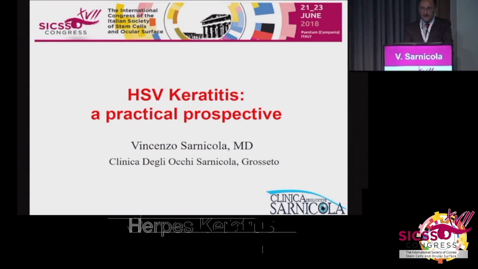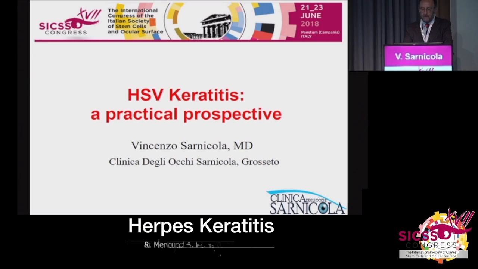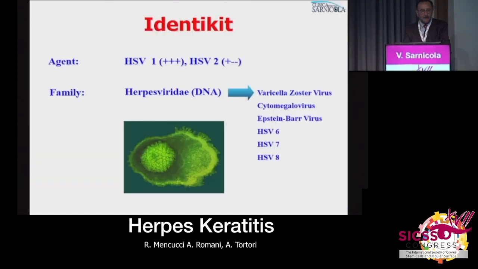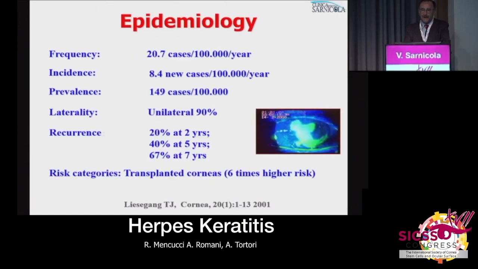What do I mean when I talk about a practical perspective for herpes keratitis? I want to tell those who aren't experienced with this kind of keratitis how to have better control over this disease, which is extremely common. You certainly know that herpes viruses come in 8 different types, but most of all, they have a very high incidence, frequency, and prevalence in the population.